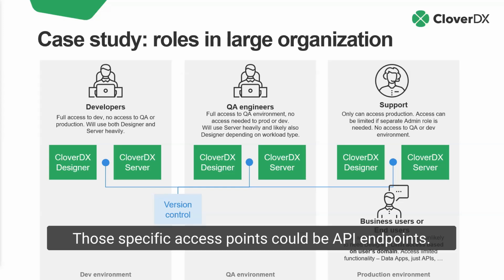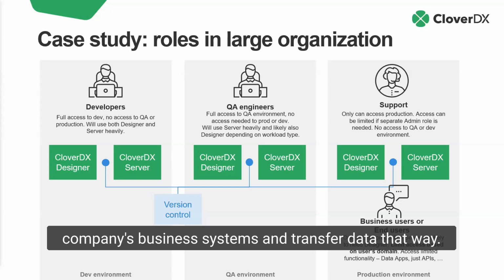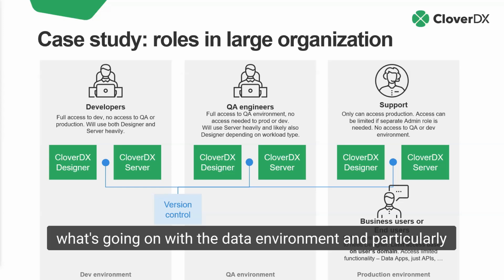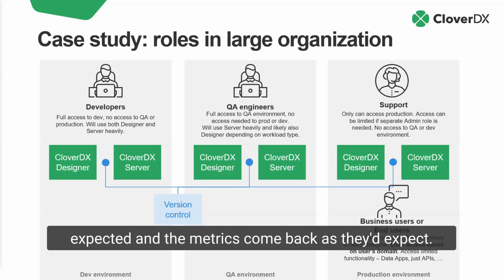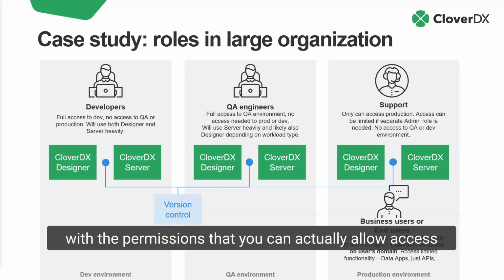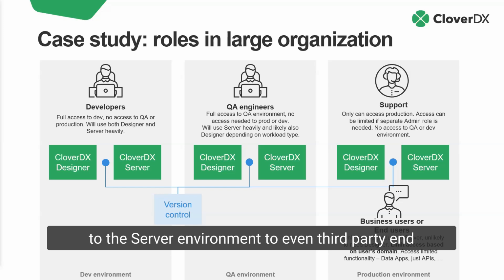Those specific access points could be API endpoints. That way their business systems can talk to your company's business systems and transfer data that way. Or it could be web forms to upload and download data within your data environment. They would be able to run reports and know what's going on with the data environment, and particularly whether or not their data environment is working as expected, and if metrics come back as they'd expect. So it's interesting that you can get so granular with the permissions that you can actually allow access to the server environment to even third-party end users, which we have a few examples of.